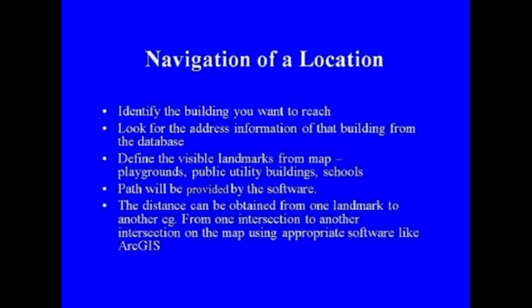So, look for the address information of that building from the database, and define the visible landmarks from the map such as playgrounds, public utility buildings or schools. The path will be provided by the software, and the distance obtained from one landmark to another, that is, from one intersection to another intersection on the map, can be calculated using appropriate software like GIS.